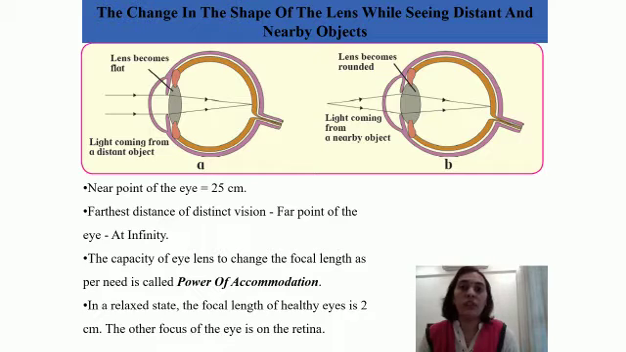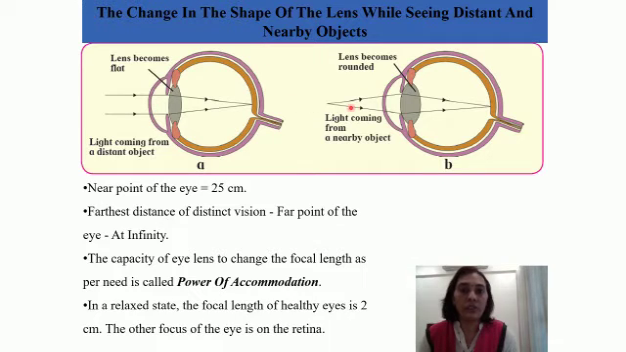Today, the first topic that we are learning is how the lens brings about changes, whenever we are viewing nearby objects and when we are viewing distant objects. How does a lens change its shape or curvature while we are seeing nearby and distant objects is the first topic that we are going to study. Later on, we will even study the various disorders that are associated with vision. So let us start with the change in the shape of the lens while seeing distant and nearby objects.